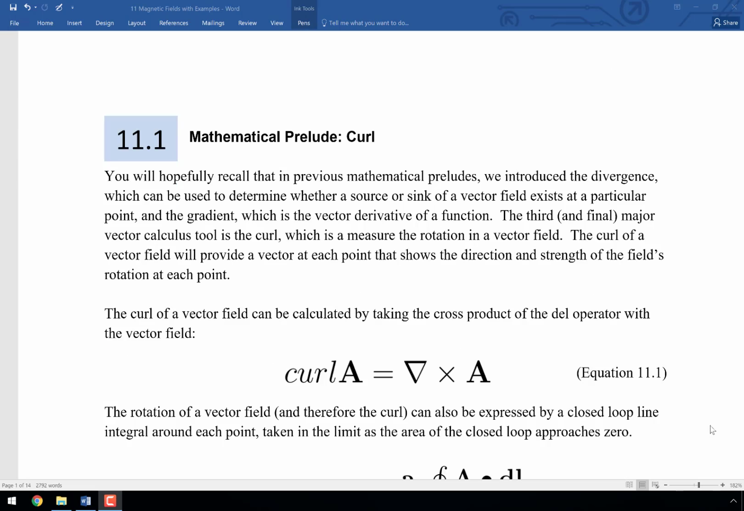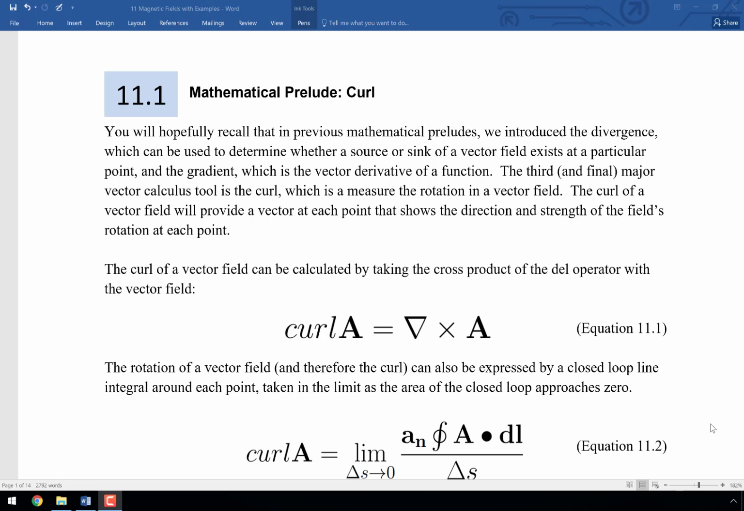Okay, time for one more mathematical prelude. This is the curl. Hopefully this will be the last major mathematical prelude we're going to see. Remember that we've already talked about the divergence, which is whether or not there's a source or sink of a vector field at a particular point. We've seen the gradient, which is the vector derivative of the function. And then the third is the curl.